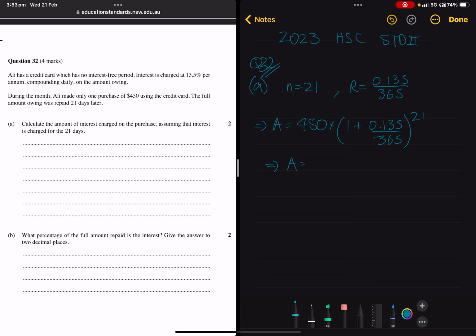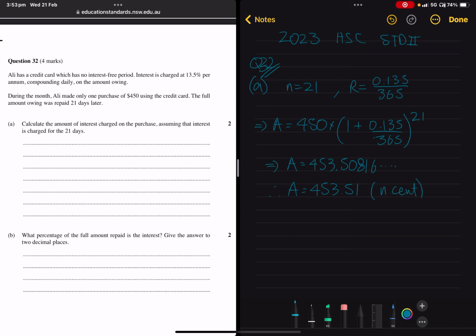So this gives us A, which in this case will be the amount owing, is 450 times 1 plus the fraction 0.135 on 365, all to the power of 21. My calculator tells me this is 453.50816... So we have to round this. The amount owing will be $453.51, to the nearest cent.